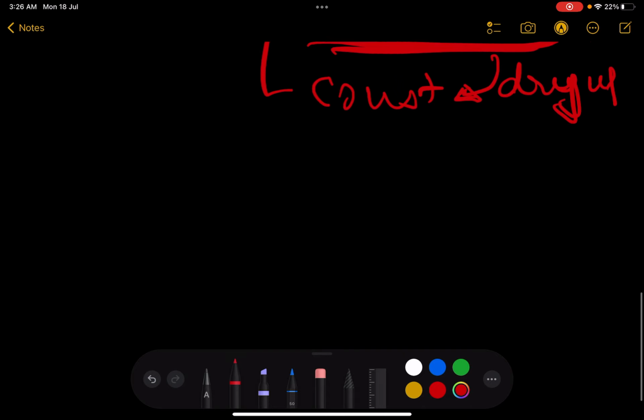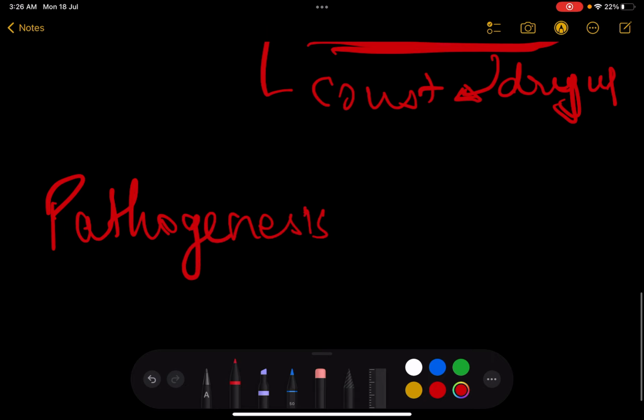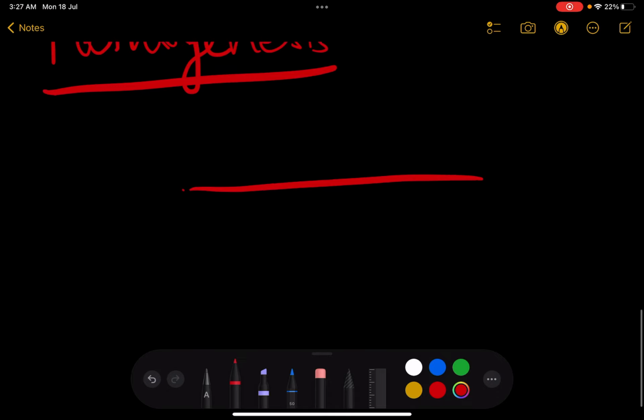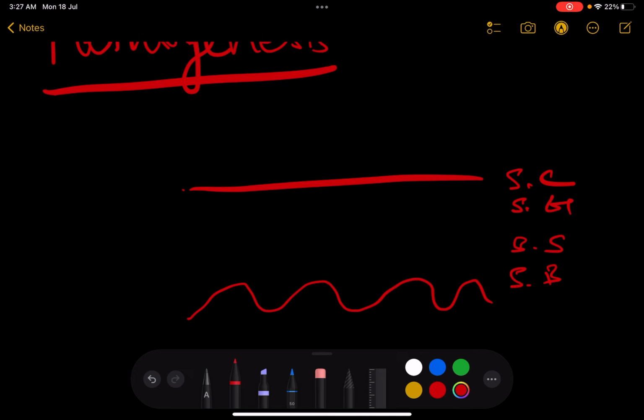What is the pathogenesis of it? Let's talk about the pathogenesis of pemphigus. Let's say this is your stratum corneum, and below that you have a thin layer, stratum granulosum, then stratum spinosum, and then stratum basale. Stratum basale has the dermo-epidermal junction, but the pathology actually lies in the part called stratum spinosum.